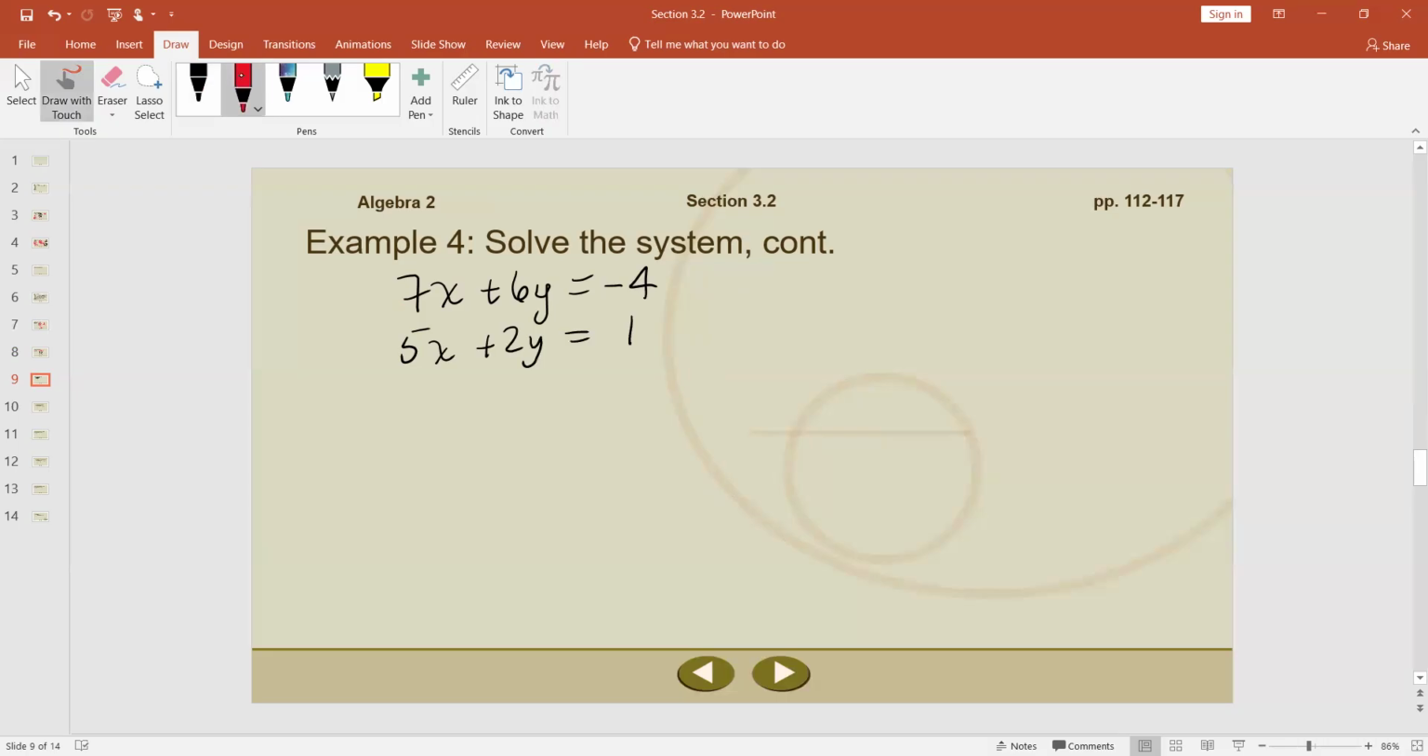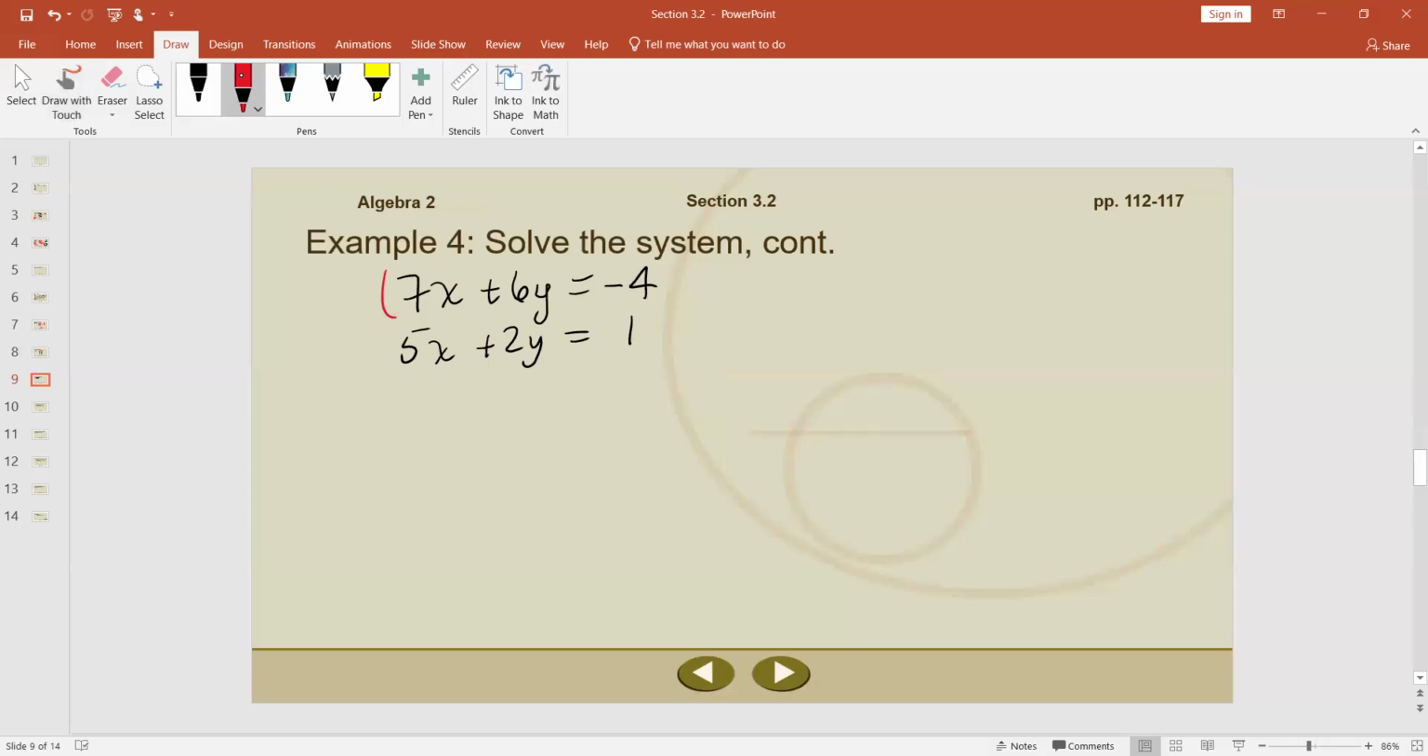Okay, so in this case, because I'm going to have to solve for y, I have to get rid of my x's. Now 7 and 5, not multiples of each other, not factors of each other in any way, shape, or form. In fact, they're relatively prime. They don't even share a lower common multiple. So I'm going to have to multiply both equations by some number.